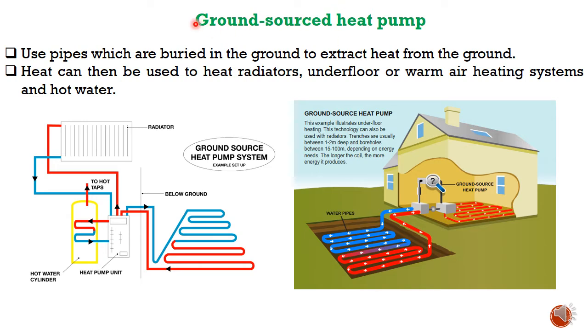Alright, the second system is the ground source heat pump. This system uses geothermal energy by putting pipes and burying them in the ground to extract heat from the ground, and it is looped. The reason why it is looped is to increase the area to absorb the heat, so that it will have a better thermal efficiency. The heat is then carried back into the house and used, for example, for heat radiators, for a warm air heating system, or, as for us in Malaysia, we can use it for hot water.